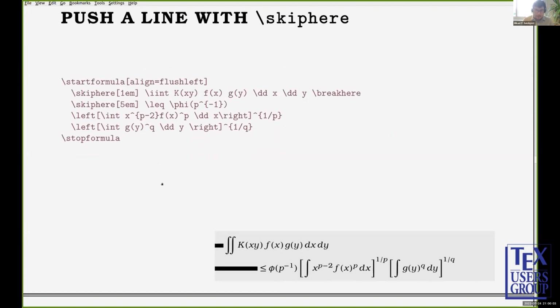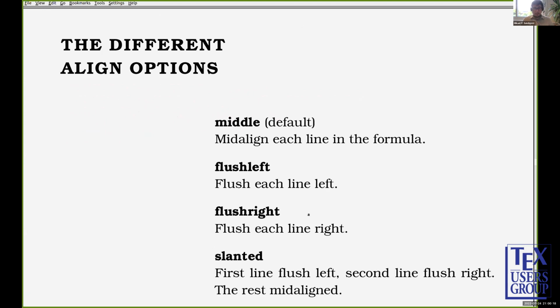And then we can push the line, so to say, if we want. We can push the first line with skip here, 1 EM, and the second one 5 EM, and then we get something that at least looks better. But that's not the way to do it here, to flush it left and then push it, but there are better ways to do it.